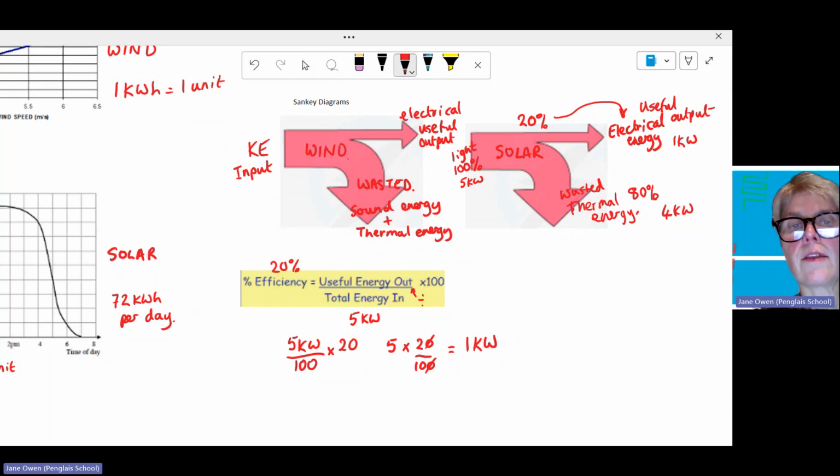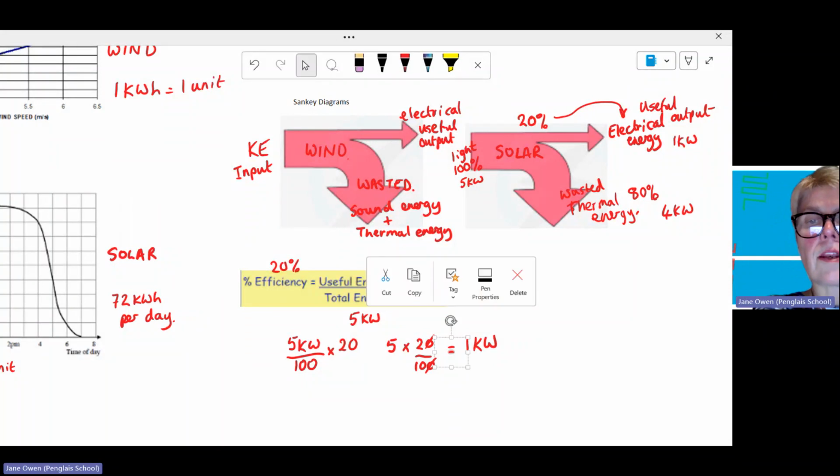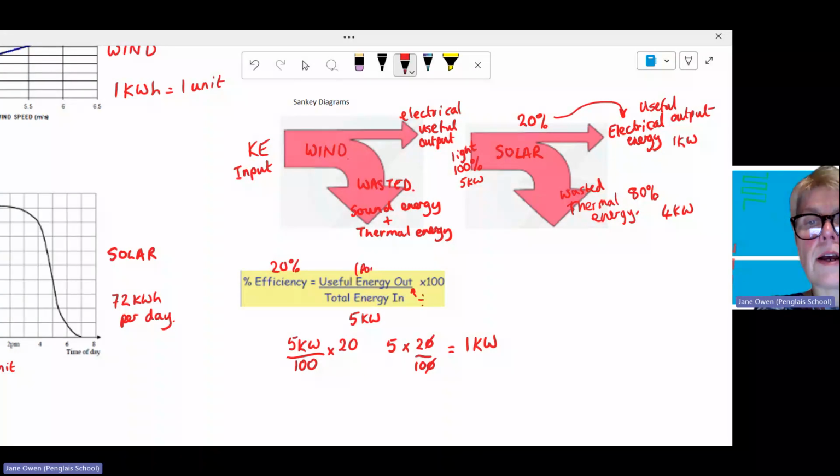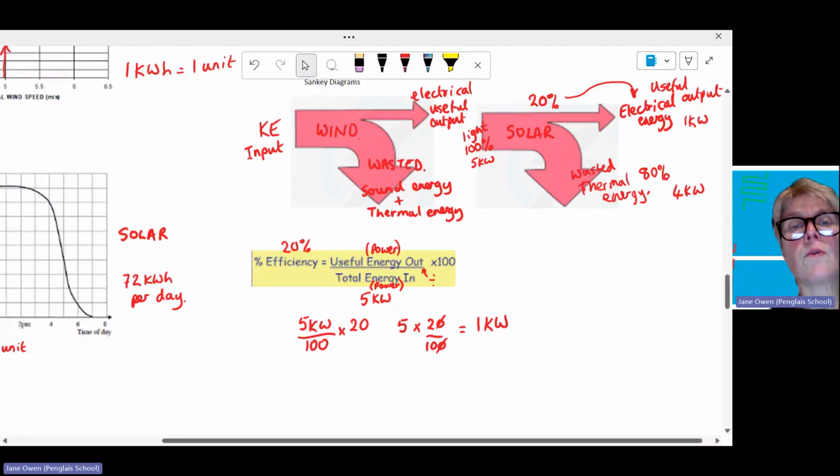So that's kind of a little example of how we use that efficiency. But I also want to add in here that sometimes we have useful power output. Notice I've used power, or you can use the energy. So you might see it as useful energy out, but you can also use the useful power out divided by the total power in, because energy and power, the only difference is it's per second. So you can use it in kilowatts or in joules there.